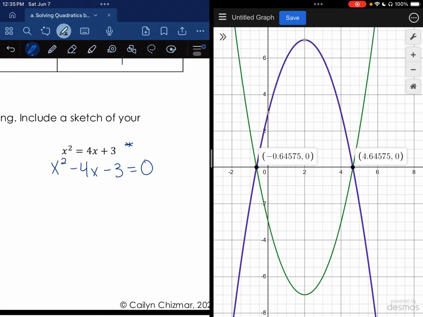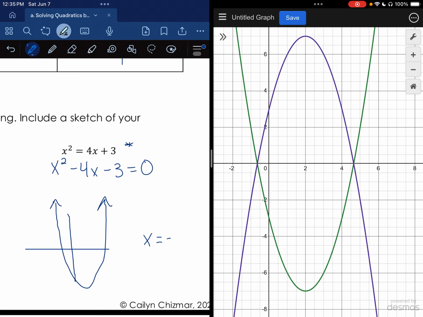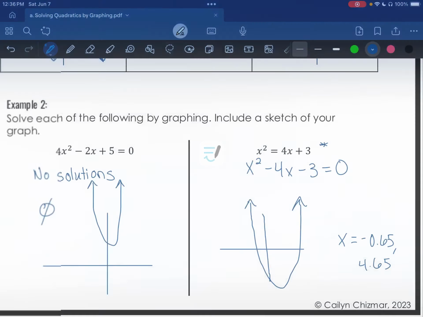All right, so I'm going to sketch mine as being the positive one because it's what I have written down here. But again, the x-intercepts are the same. Let's round to 2 decimal places. Sounds good. So we're going to have negative 0.65. Don't worry, I looked at them before they disappeared again. And 4.65. All right, everyone, that's how we're going to go about solving these beautiful quadratic equations by graphing.